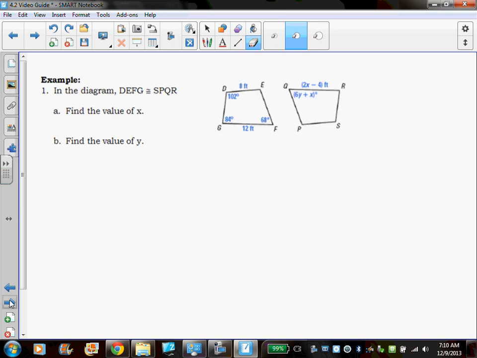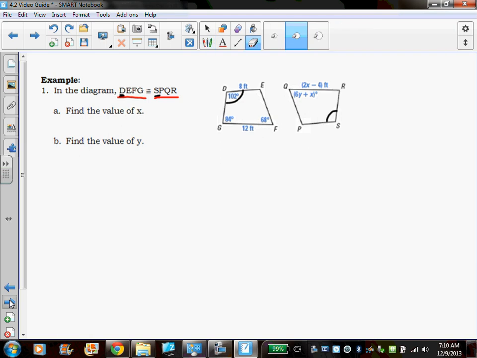Moving on, here's an example that uses this idea. We're told over here that DEFG is congruent to SPQR. What that means is it's actually giving us a lot of information because it tells us not only that the two shapes are congruent, but it tells us what is congruent in the two shapes. It's telling us here that D matches up with S. So if you were to look at the angle of S, that angle is going to be the same size as angle D. Since we know that angle D is 102 degrees, we know that angle S is 102 degrees because they're congruent. They're the same.